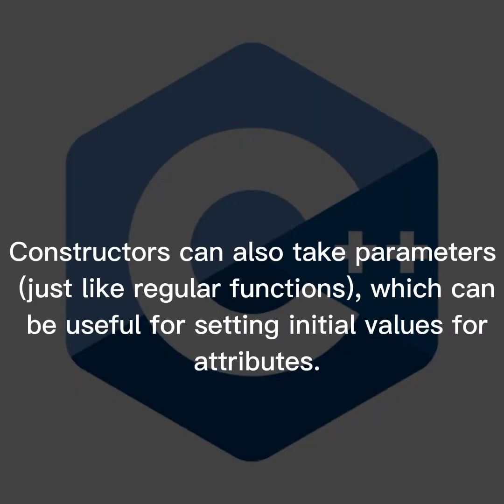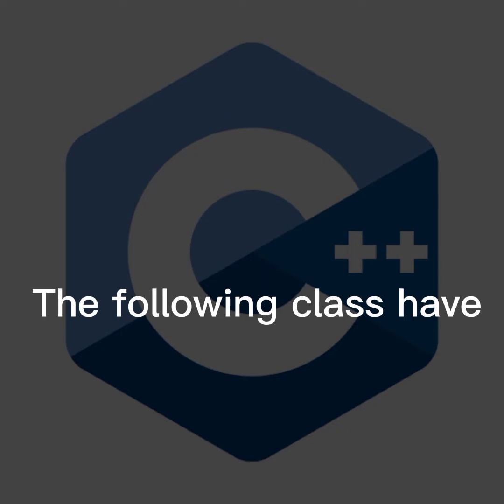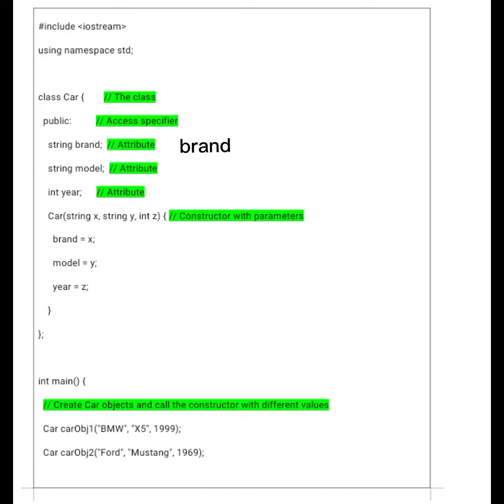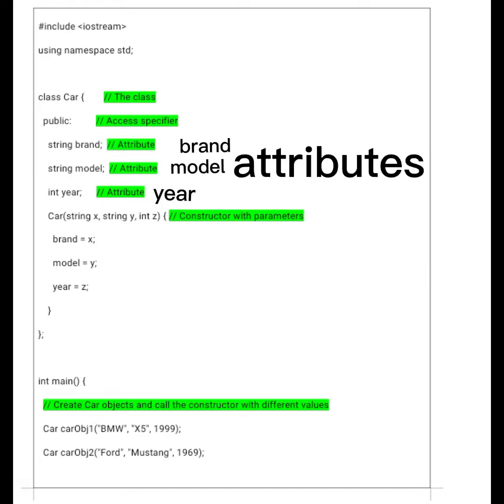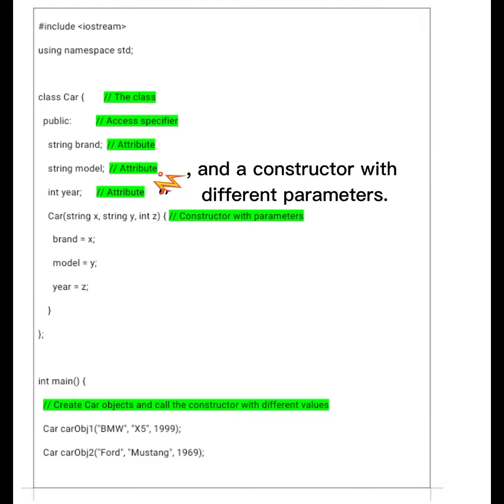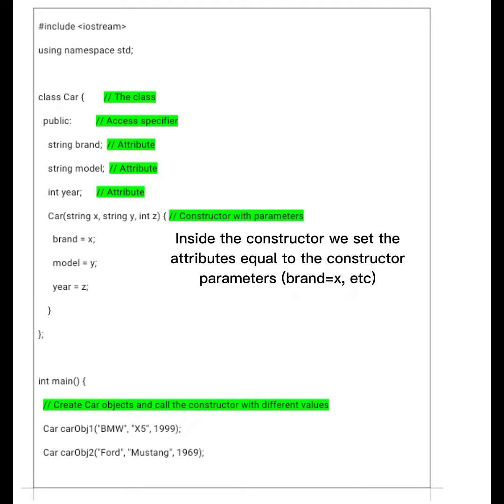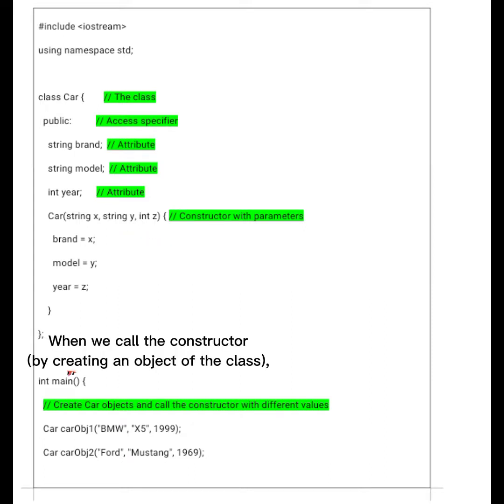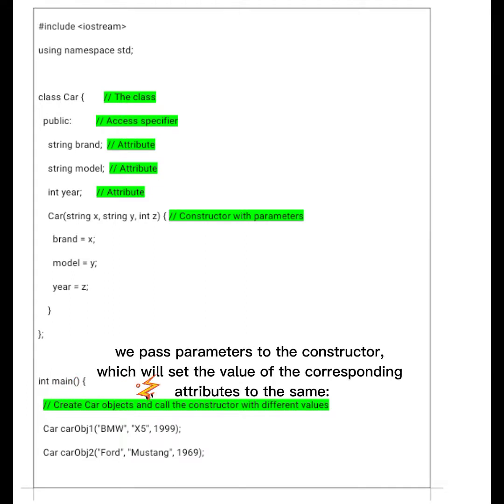Constructor parameters. Constructors can also take parameters just like regular functions, which can be useful for setting initial values for attributes. The following class has brand, model, and year attributes, and a constructor with different parameters. Inside the constructor, we set the attributes equal to the constructor parameters: brand equals x, etc. When we call the constructor by creating an object of the class, we pass parameters to the constructor, which will set the value of the corresponding attributes to the same.